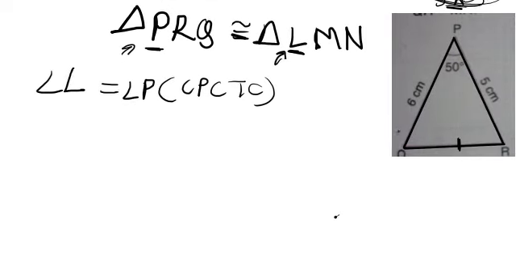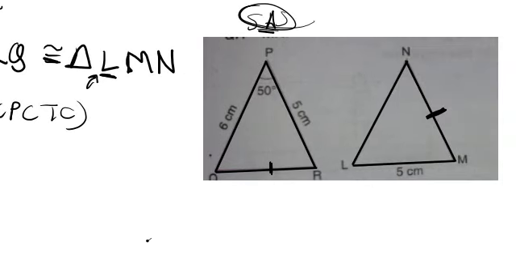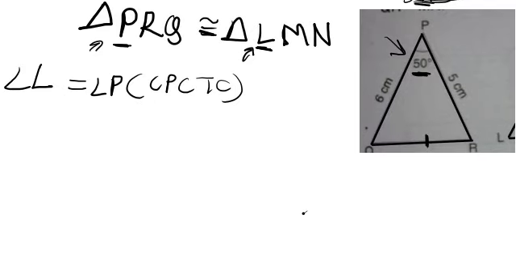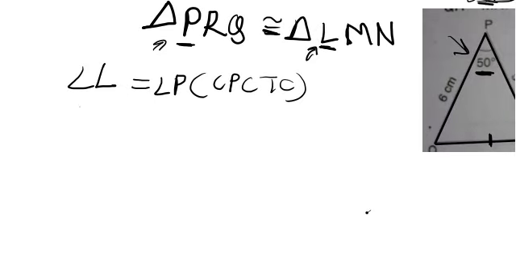And then you see angle P, what is the measure of angle P? Angle P is 50 degrees. So the same measure will be for angle L as well, that will be 50 degrees only, fine. So that means angle L equals 50 degrees. This is the first answer.